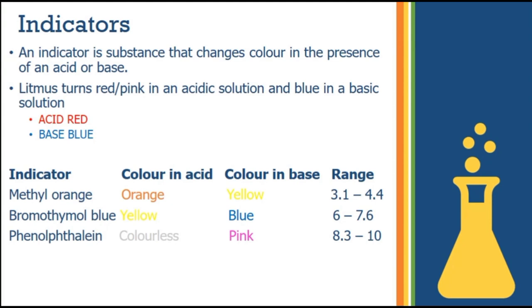What about bromothymol blue? In an acid, bromothymol blue is yellow. In a base, it is blue. What is the pH range? From 6 to 7.6. What about phenolphthalein? Well, it is colorless in an acid and pink in a base.